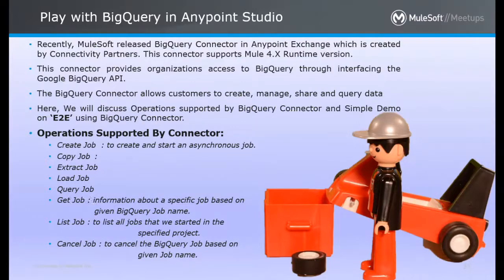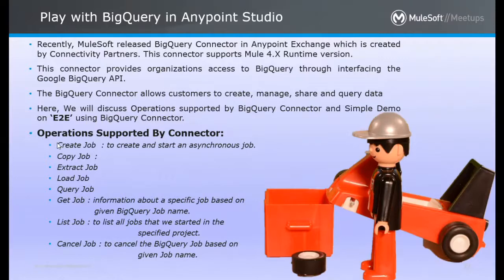Okay. When we talk about this connector, it provides similar operations when we compare with the BigQuery REST API. But apart from that, there are other operations like create job. Ideally, we'll go with the job part when we want to process the request in an asynchronous manner. So this is the only added advantage when I compare with the REST APIs.